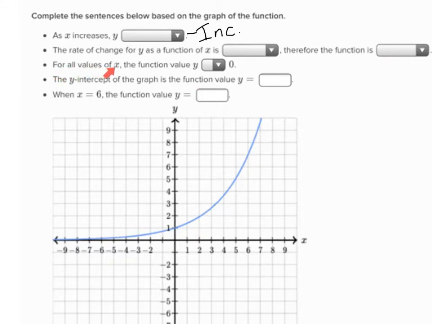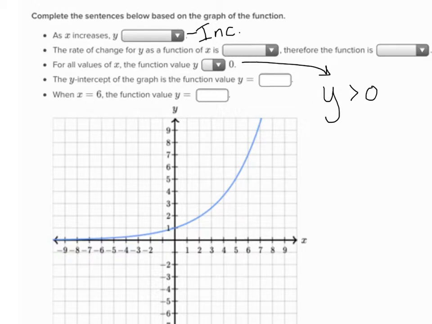For all values of x, the function value y is what? 0. Yeah, my entire graph is above the x-axis. Here's the x-axis. My entire graph is above it. So my y is going to be greater than 0. Okay, that's what that one should be.